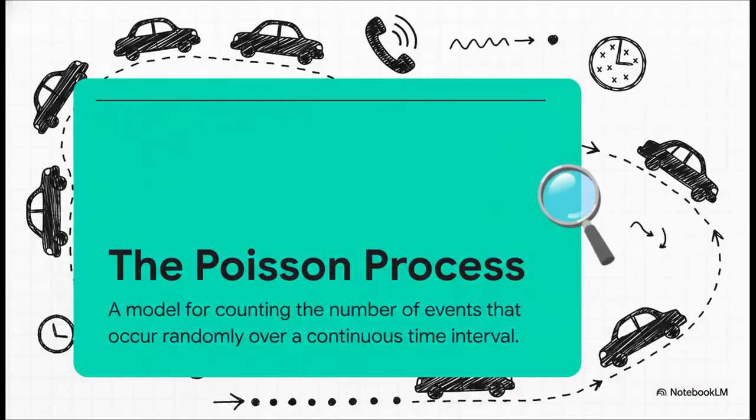What's the model? Well, this is their secret weapon, the Poisson process. It's basically the go-to model for counting random stuff. Think car crashes, calls to a customer service line, you name it. And the key thing to get here is it's not about predicting the exact moment something will happen. No way. It's all about understanding the average rate at which these things happen.